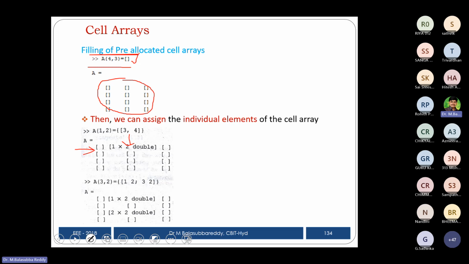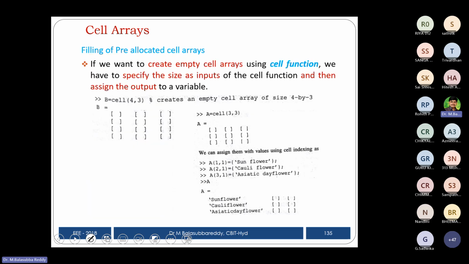Now after that you can see A of 3 comma 2. What is A of 3 comma 2? In A, that is the third row, second column. Now we are entering the data. What is this data? A 2 by 2 matrix I'm entering. That is the reason in the third row of the second column, 2 by 2 data is available. Like that, we can keep on entering the data.